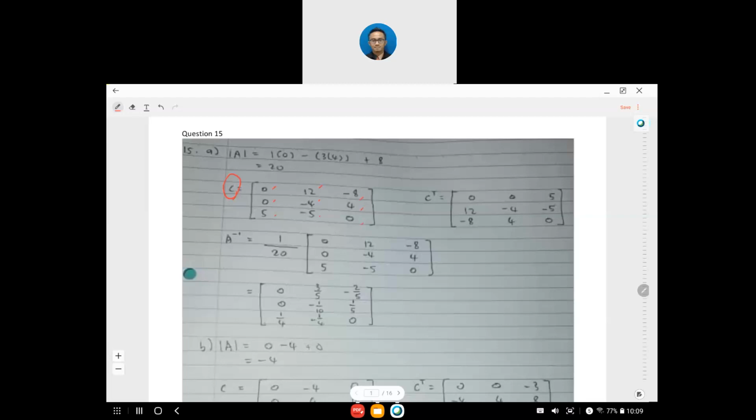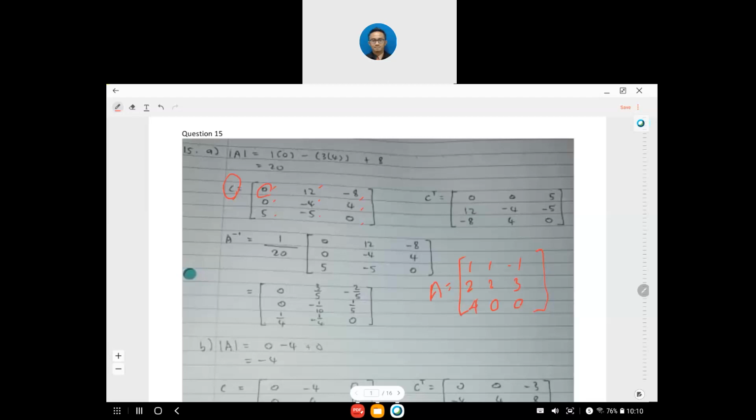You need to write first, what is matrix A? Matrix A equals 1, 1, -1, 2, 2, 3, 4, 0, 0. This is matrix A. Then you need to find all the cofactors. You need to show how you get the value 0 and so on. You cannot write something like this, because we don't know how you get 0 here.